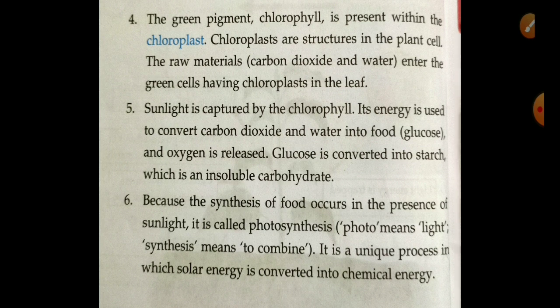Why do we say it is chemical energy? Because the raw materials carbon dioxide, water, minerals, and sunlight, chlorophyll, these things convert into glucose and oxygen. That's why we get new products, which is known as chemical energy. So minerals, carbon dioxide, green pigments, sunlight, these things are known as raw materials, and in which form they move inside the plant's leaves, I have told you.